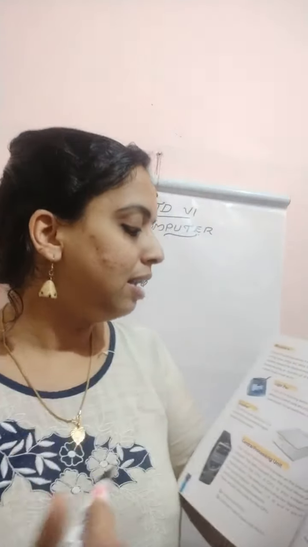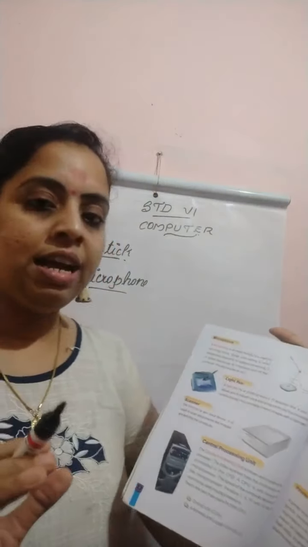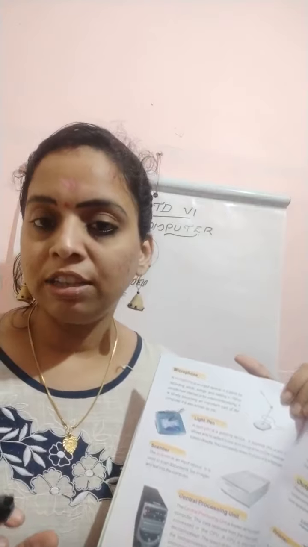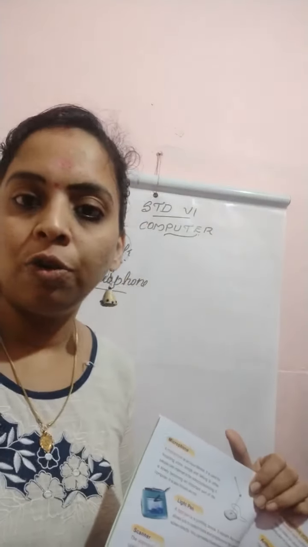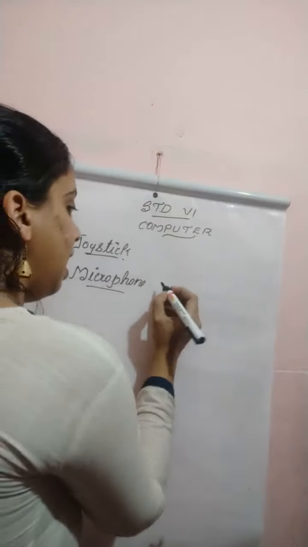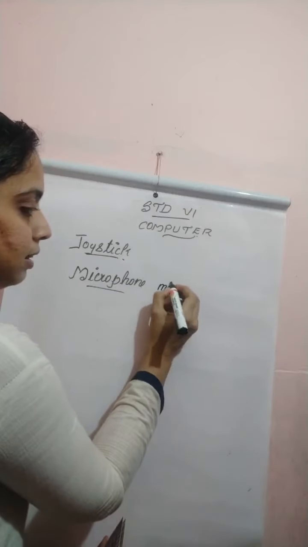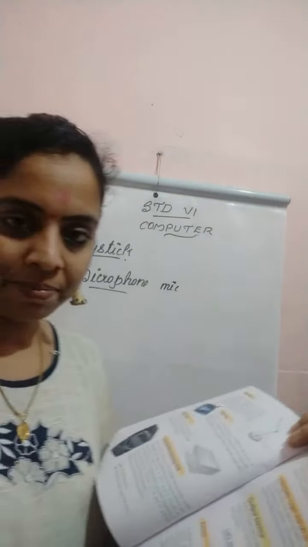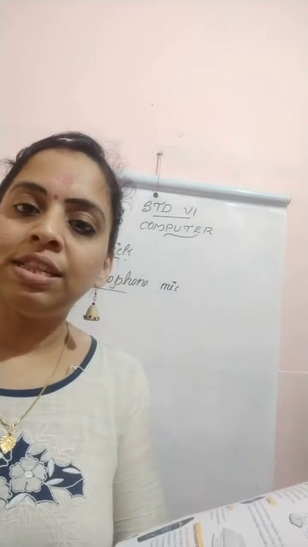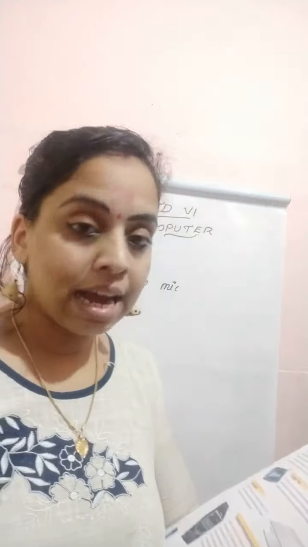Okay, so that is the microphone. It is also known as mic. The short form of microphone is mic. M-I-C. Mic. Okay, so which is the next input device? Light pen.